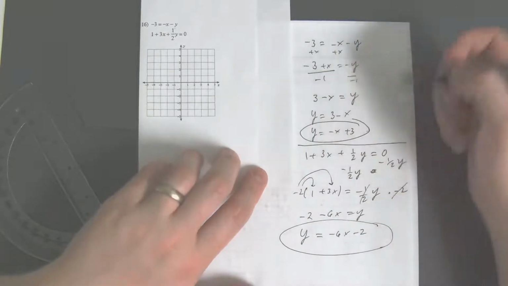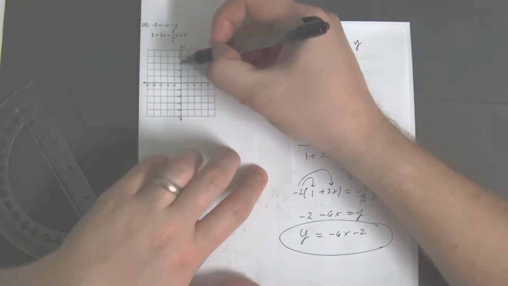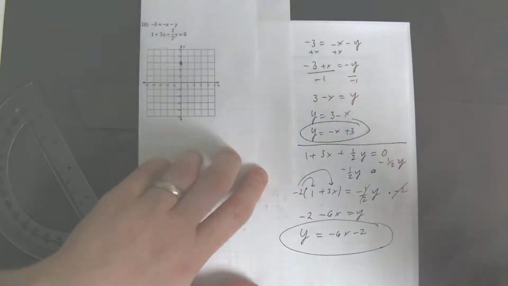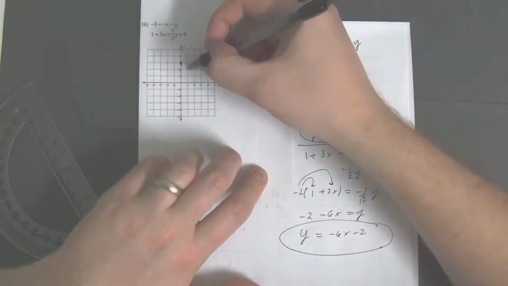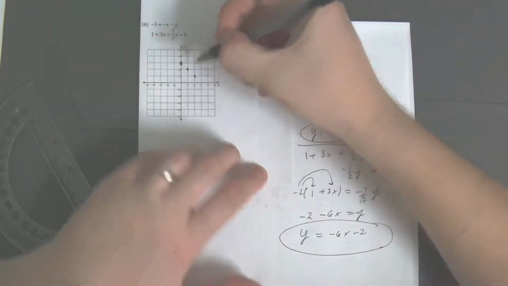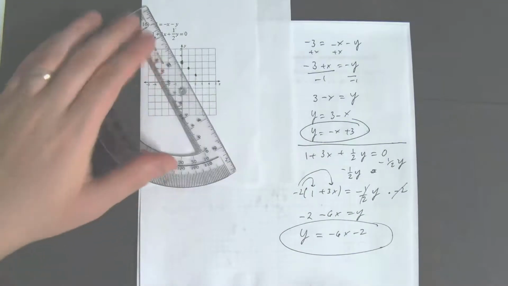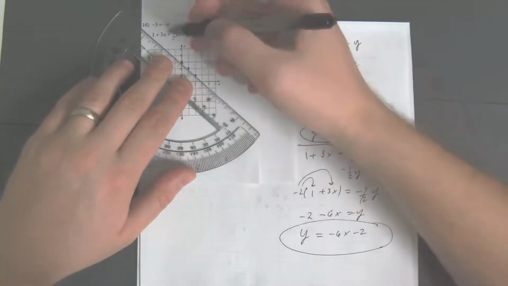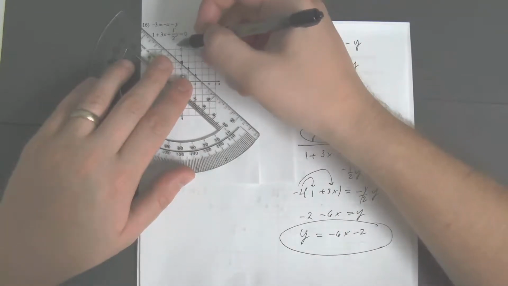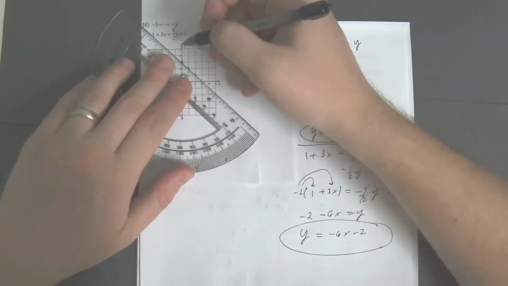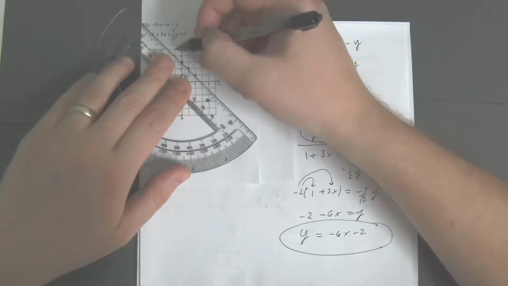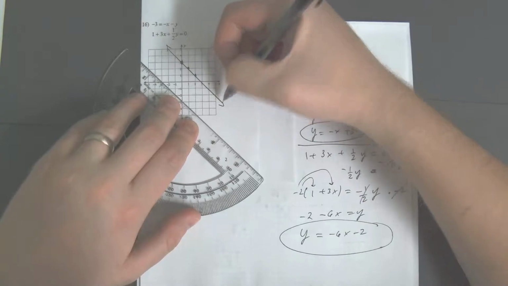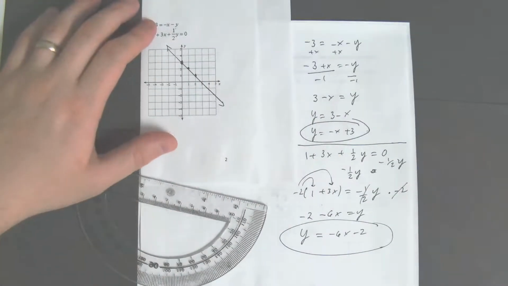So from here, let's graph them and see where they intersect. See the first line, up 3, 1, 2, 3. And then our slope says negative x, so it's down 1 over 1, down 1 over 1. So this represents our first line. Not perfect, but it's fine, good enough.